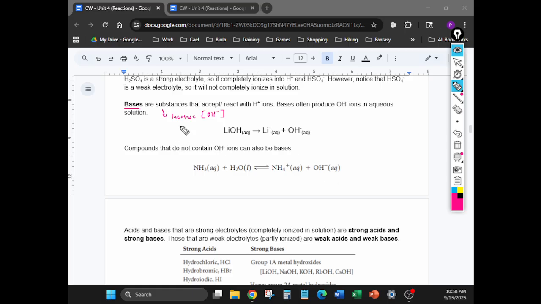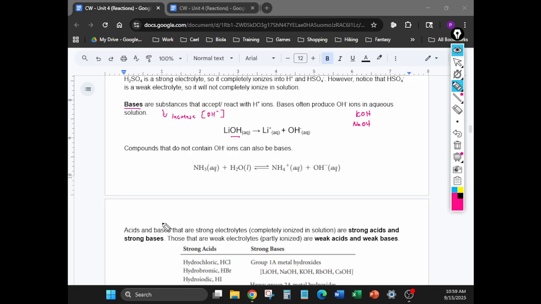Now, there are two different ways that a base can increase the amount of OH-. The first is really easy. It could have an OH- and just release it into the solution. A good example would be LiOH, things like KOH, NaOH, and so on. They release OH- into the solution.